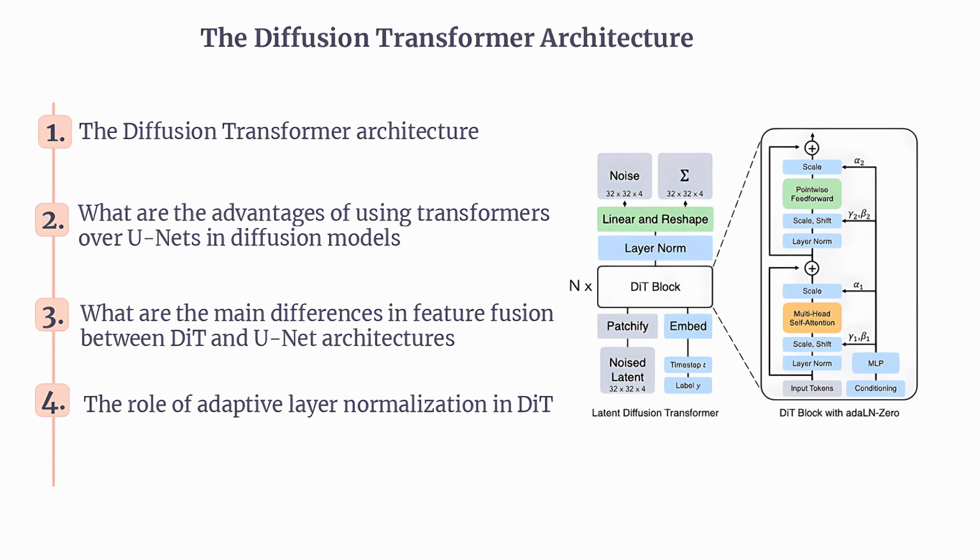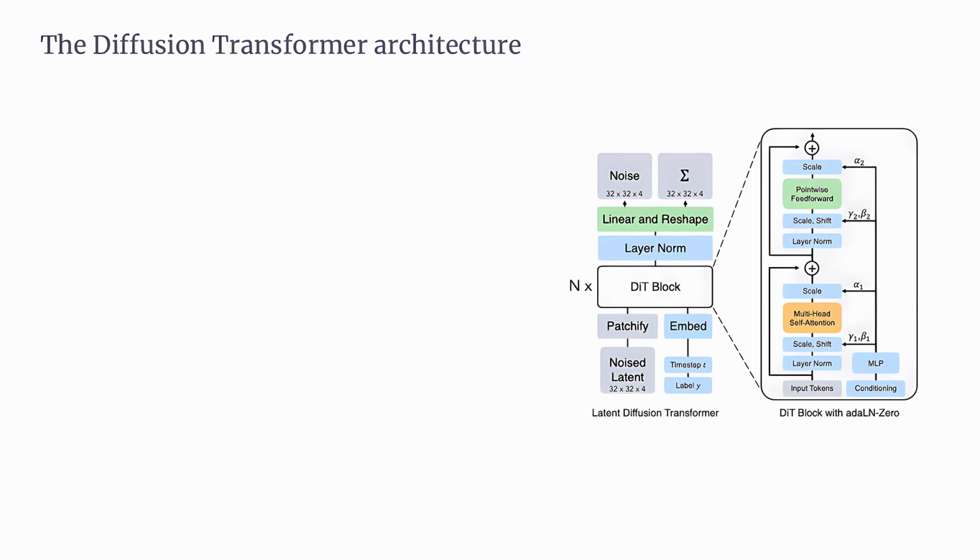The Diffusion Transformer architecture. What are the advantages of using transformers over U-Nets in diffusion models? What are the main differences in feature fusion between DiT and U-Net architectures? The role of Adaptive Layer Normalization in DiT. Now let's break down the Diffusion Transformer architecture step by step.